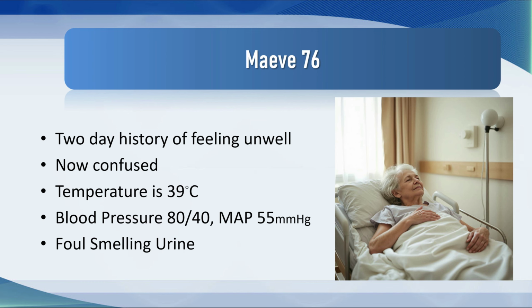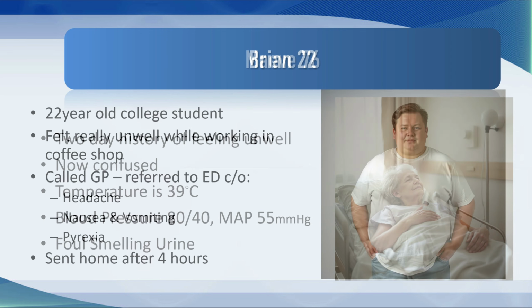Maeve is 76 years old. She has a 2-day history of feeling unwell. She's now confused and has a temperature of 39 degrees Celsius. Her blood pressure is 80/40 and her mean arterial pressure is 55 millimeters of mercury. She has foul-smelling urine. This is an easy diagnosis. Maeve has a urinary tract infection. But it's not always this easy.